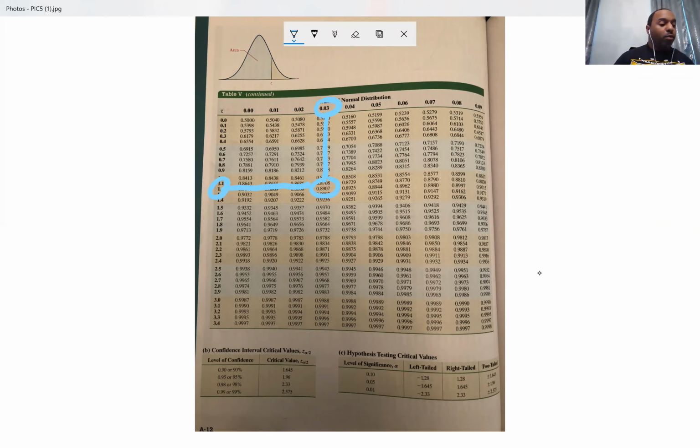All right. So before we talk about what that value means, questions on what I did? So once again, the z-score that I have is 1.23. So 1.2 is right here, and then the 3 is right here. Then I go to where they meet in the chart to get my chart value.